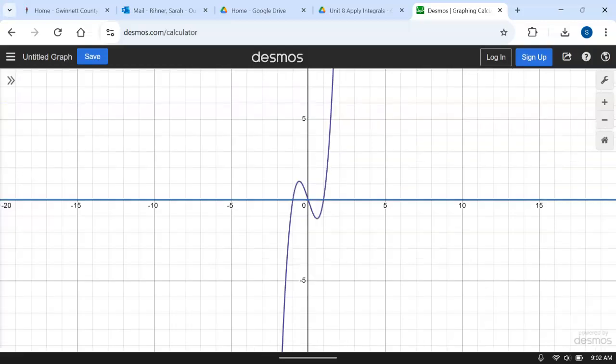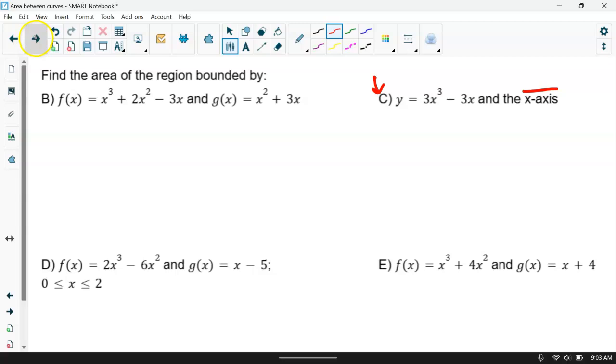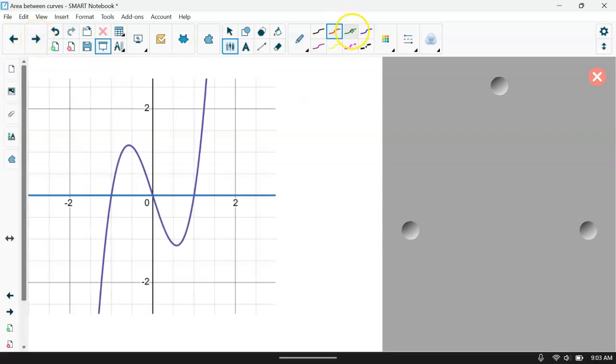That's your x-axis. So notice how our graph starts above, then goes below. So here our graph is f of x, but only above from -1 to 0. Then it goes below from 0 to 1. So that means here we're looking from -1 to 0.